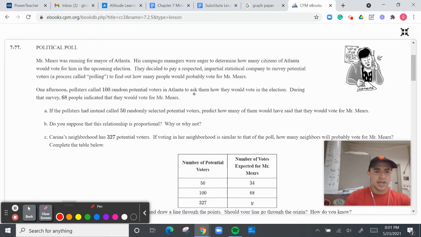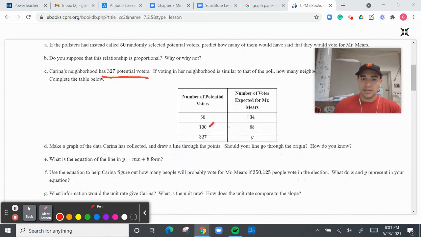So yes. Next one. Karina's neighbor has 327 potential voters. If voting in her neighborhood is similar to the poll, how many neighbors will probably vote for Mr. Mears? Complete the table below. So let's go ahead and scroll down here and clear the section. So we have 50 to 34, 100 to 68. Well, what would 327 be in terms of y?